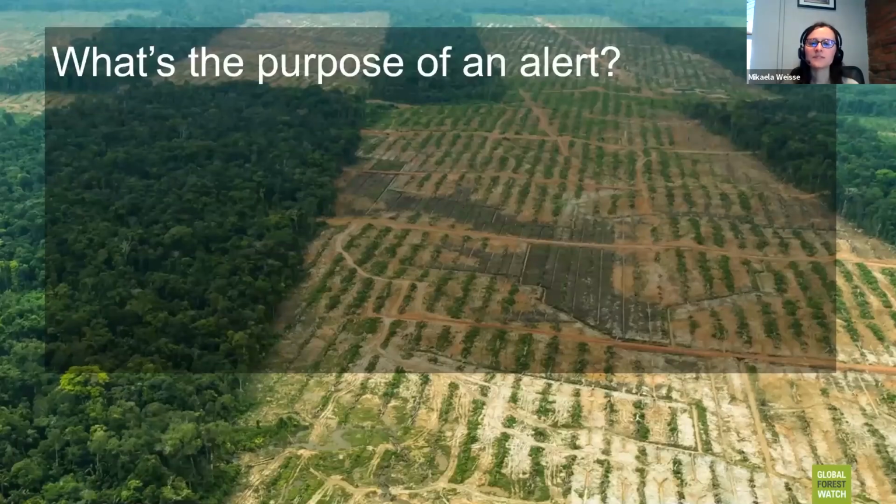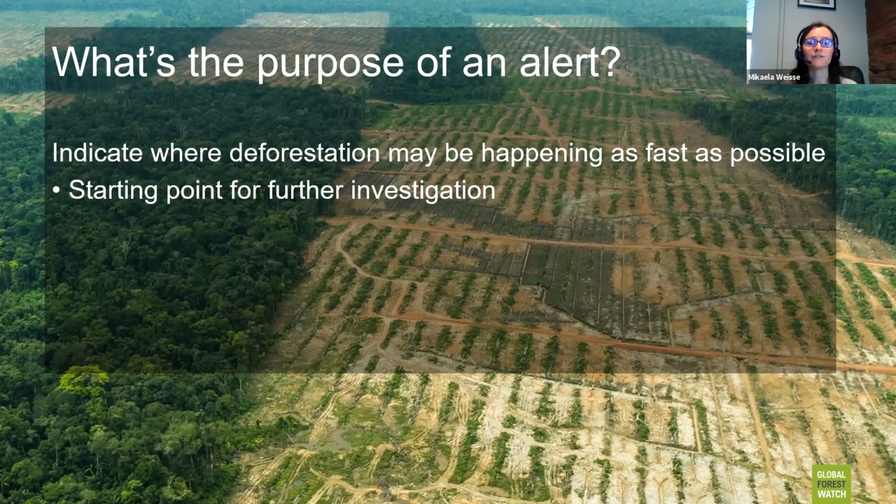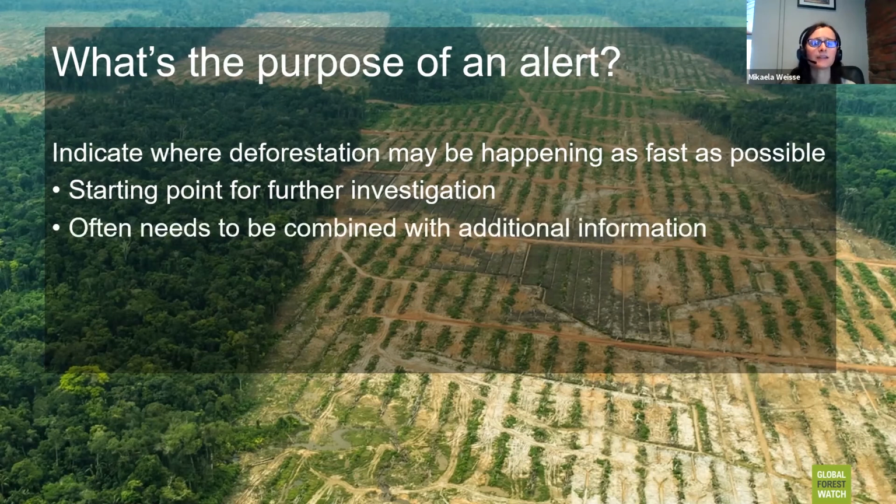So I think that also comes into play and is important to consider when you think about how to use this information and what we really built it for. So the purpose of these systems really is to show where deforestation might be happening, or fires in the case of the fire alerts, as quickly as possible. And it's really about a starting point for further investigating what is going on. And so we see this really as needing to be complemented with other additional information, which is something that we'll talk about in the second webinar in this series.